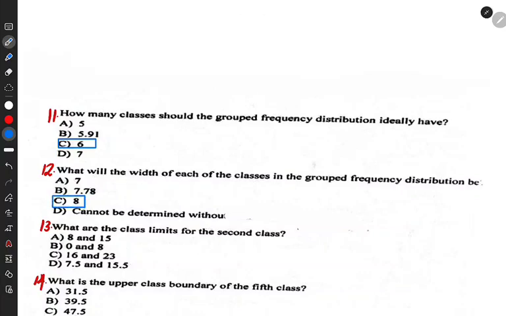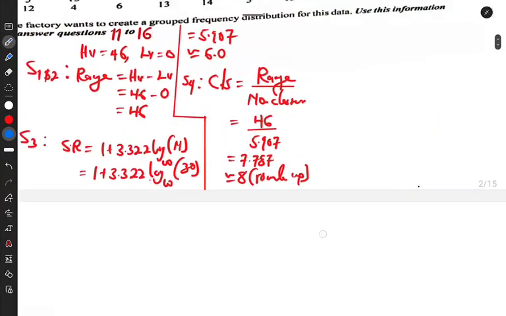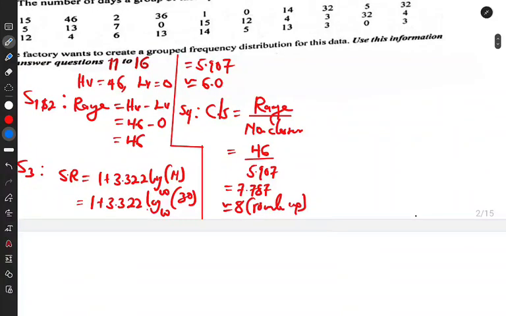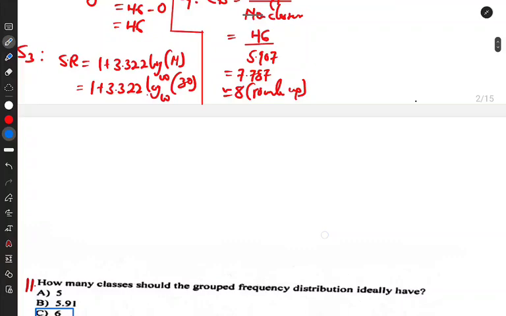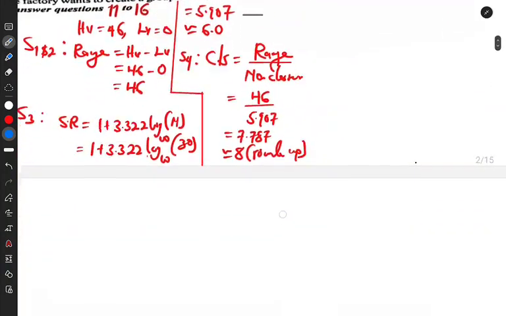Then question number 13. What are the class limits for the second class? So we want to know the class limit. That is the next step we want to deduce here. Our class limit is the class interval, something like that. So we can create some space here and see how we can go with that.